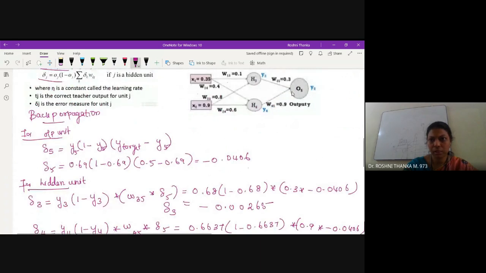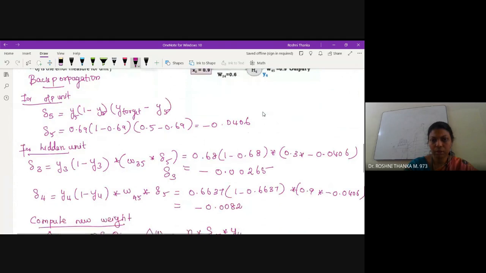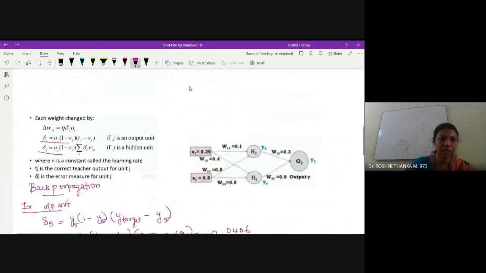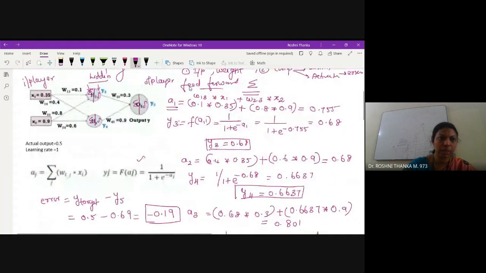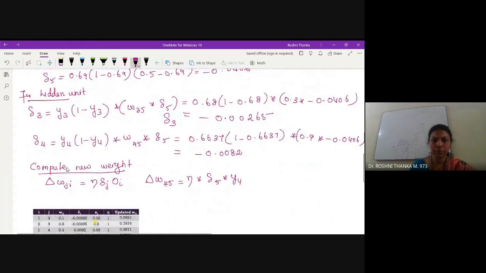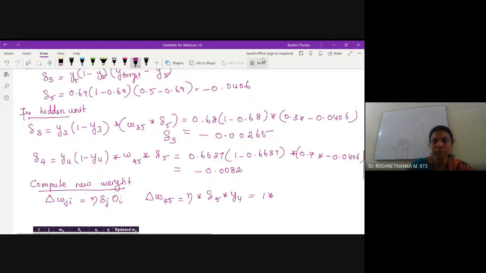So this error into this output, that is y4. That is what we have to take. If you see in the question, the learning rate is already given in the question. The learning rate given in the question is 1. So based on that, when you apply it, learning rate is 1 into the error delta phi, which is already computed here. It is this one.